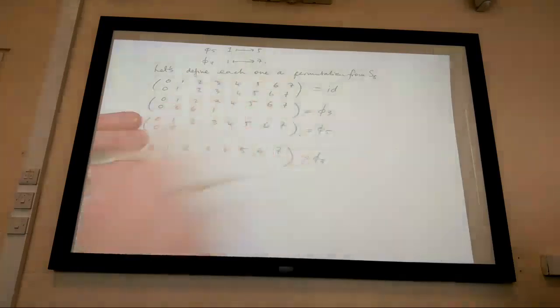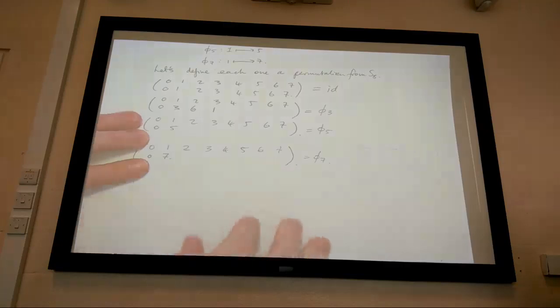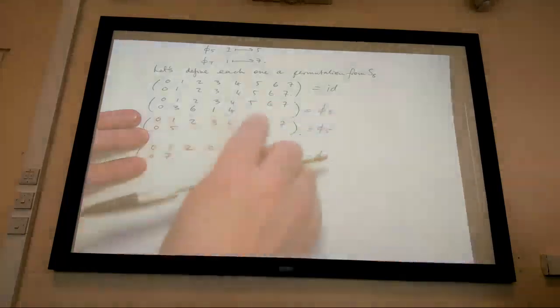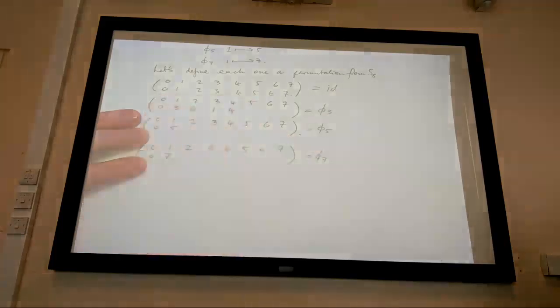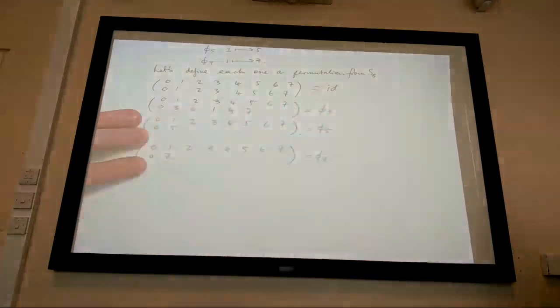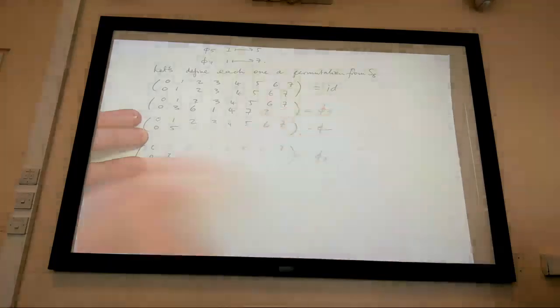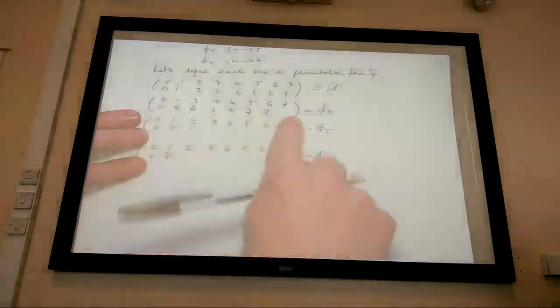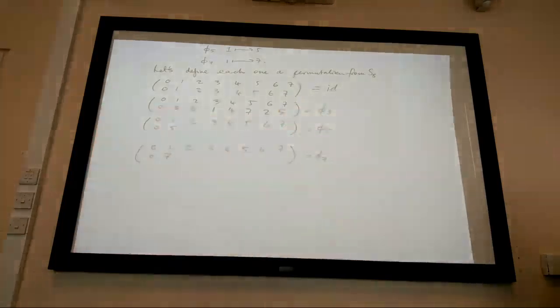4 is going to be 4 times 3, which is 12, which is 4 mod 8, because everything's mod 8, of course. 5 is sent to 5 times 3, which is 15, which is 7. 6 goes to 6 times 3, which is 18, which is 2. And 7 times 3, 21, which should be the missing one, 5. So you can fully see what each one's doing.